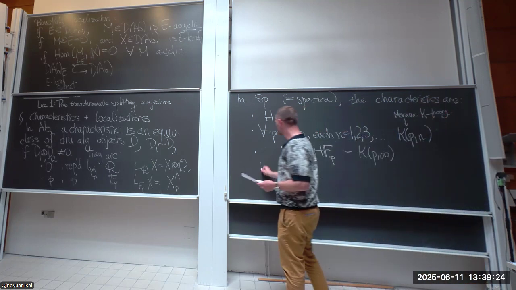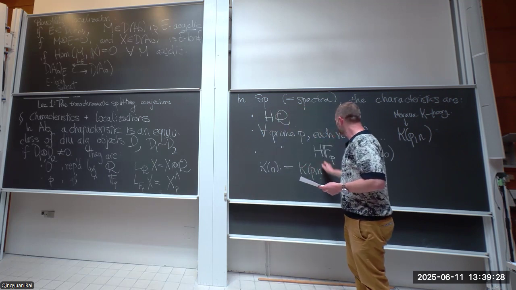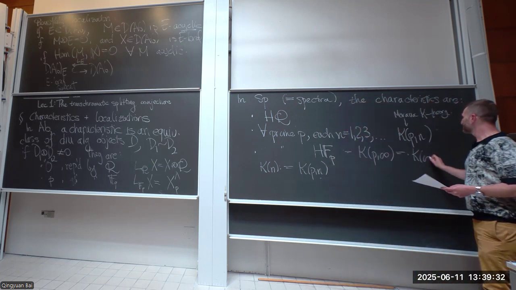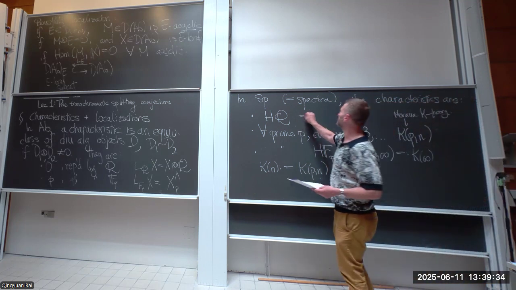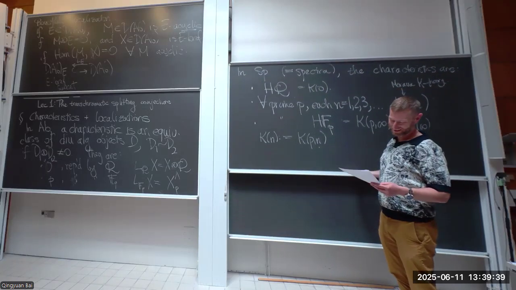Great. So what I'd like to do is just abbreviate K(n). It's going to just be K(n). And K(infinity) is going to be this one, and this one will be K(0), prime p being understood in all these situations.